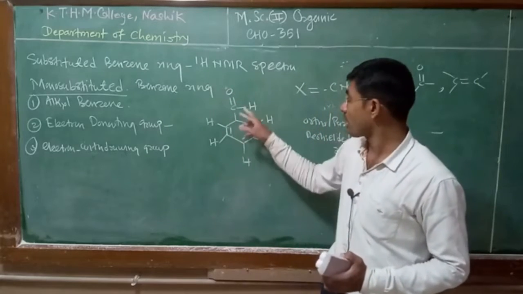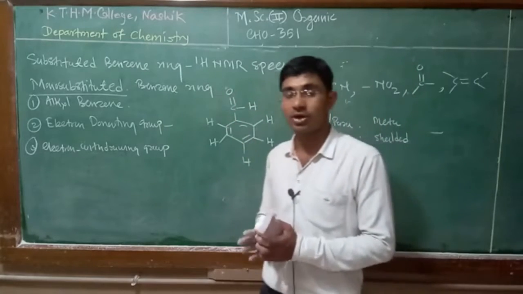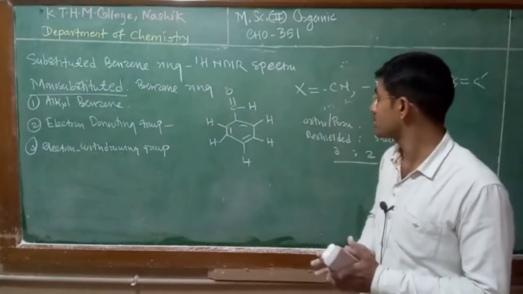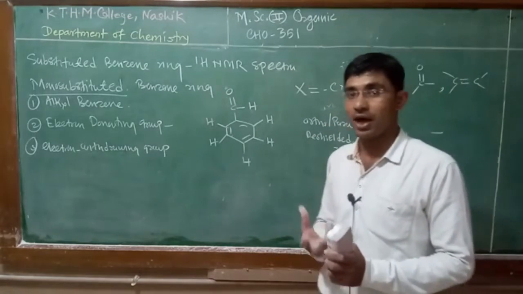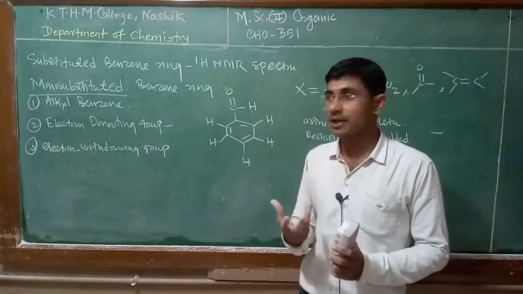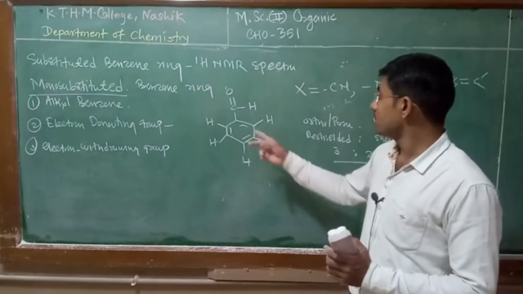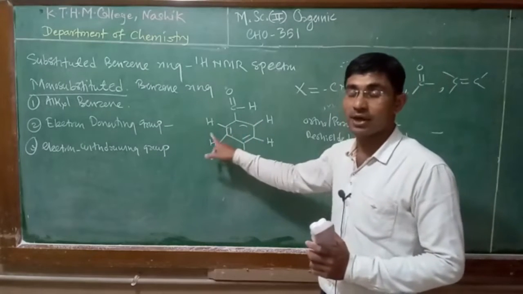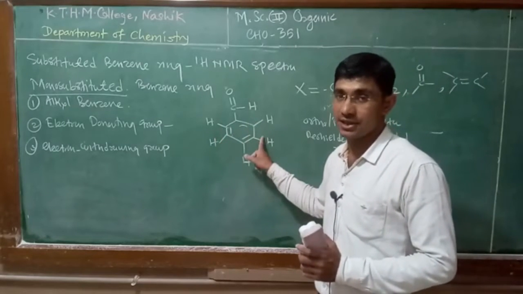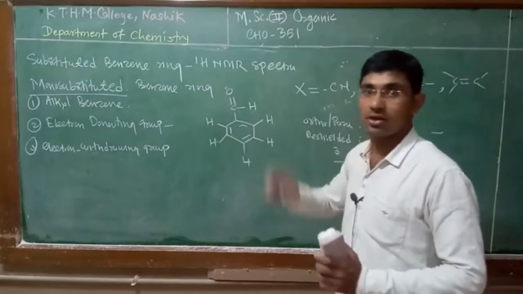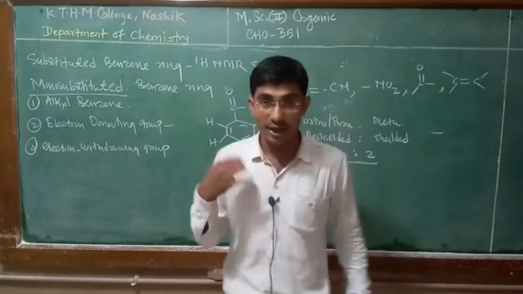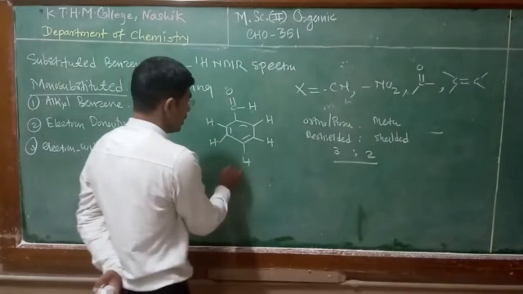In the carbon-oxygen bond of the electron withdrawing group, pi electrons are present, and because of these pi electrons they generate the magnetic anisotropy. Because of that, these ortho protons particularly come in the de-shielded region. Which region? The de-shielded region, these ortho protons. So obviously the ortho protons are de-shielded as compared to the meta and para.